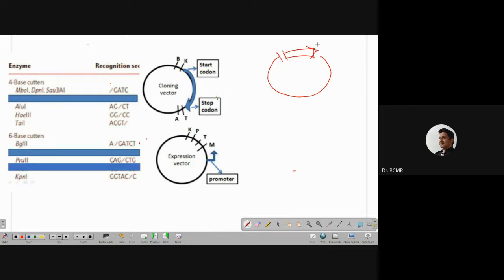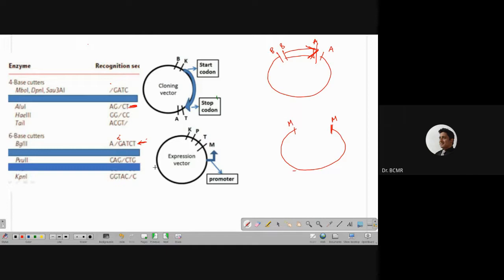Okay, this is B and A. This will be the B overhang, and here is the A overhang. And A is a blunt end, and B is not. B is a 5' overhang. Yes, now go ahead. For the expression vector, use only M. Only M. Yes, sir.